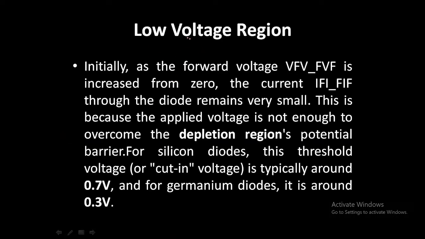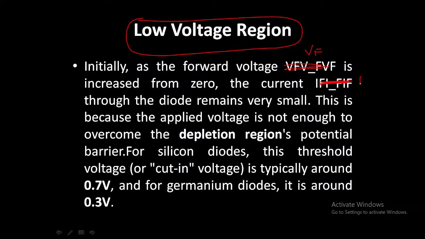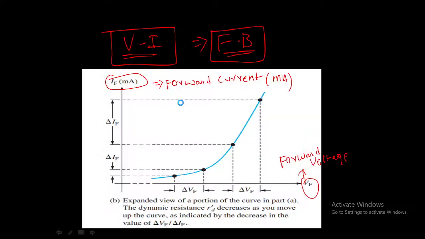The first region is the low voltage region. Initially the forward voltage VF is increased from 0 and the current IF through the diode remains small. From the graph, on the x-axis we have forward voltage and on the y-axis we have forward current. The same thing we discussed in our previous session in the form of theory, but in this session we are discussing it with the help of the graph.